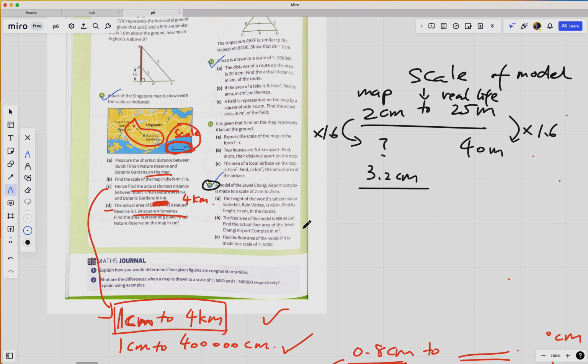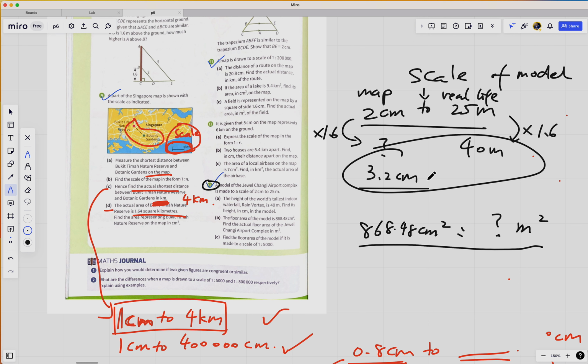Now they give you the floor area of the model, 868.48 cm square. Then they ask you what the actual area is in meter square. So this is actually area to area, right? You are given the length ratio here.